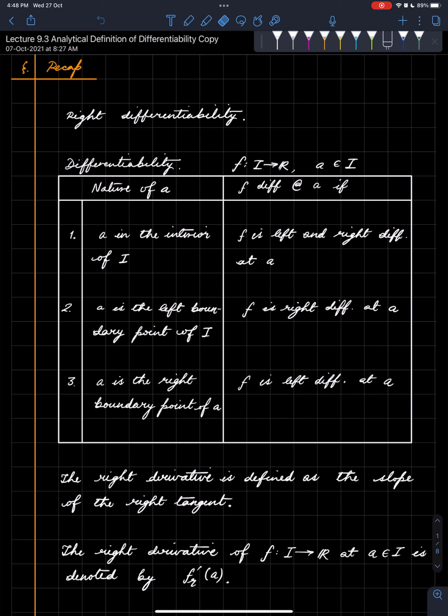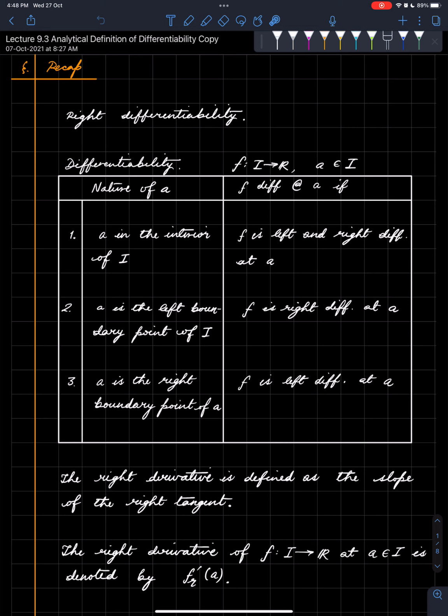Last time we defined what is meant by right differentiability at a given point, left differentiability, and differentiability. So let's first talk about this. We said that a function is right differentiable at a point if the right tangent at the corresponding point in the graph exists. Now suppose we have a function with a point a in the domain, and I is an interval. Then we define the notion of differentiability of f at a, making three separate cases.